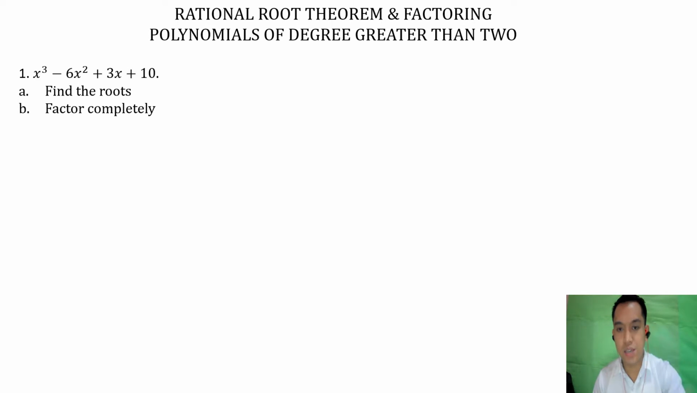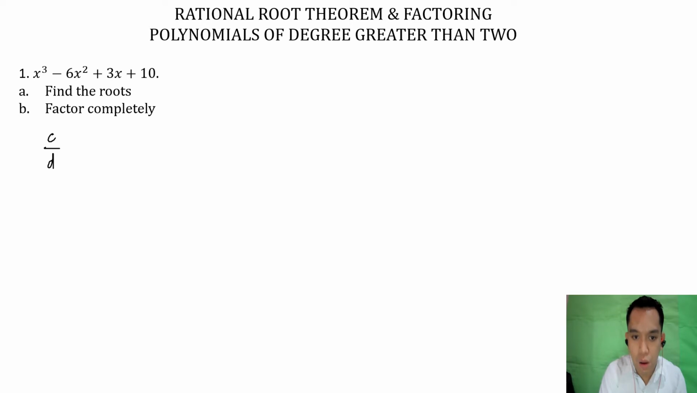I am going to discuss the rational root theorem and factoring polynomials of degree greater than 2. When you say rational root theorem, from the word rational, it is in the form of C over D. So here we need to find first the possible roots of our polynomial.